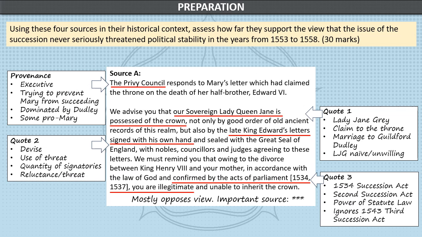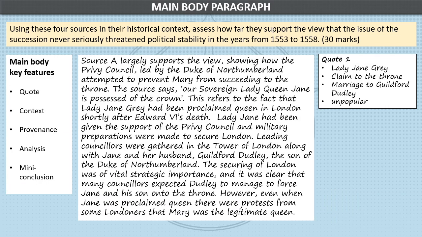Now remember, in the examination, we'll be sitting with a fully prepped source in front of us, with notes on provenance and the quotes that we're going to use already identified. So here's how our paragraph would start. Now the key features of each paragraph you can see on the left-hand side. We're looking to present specific quotes. We're looking to place them in context. We're looking to analyse the provenance of the source. We're looking for sustained analysis, and we're going to finish our paragraph with an interim judgment, a mini conclusion.